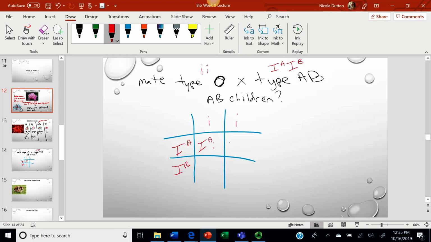IAi, IAi, IBi, IBi. Now looking at this, 50% of our children would have type A blood, or there is a 50% probability of giving birth to a child that has type A blood, and the other 50% would be type B blood.